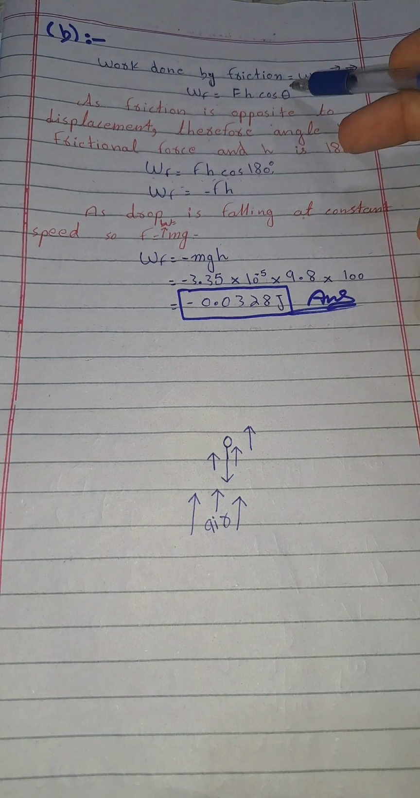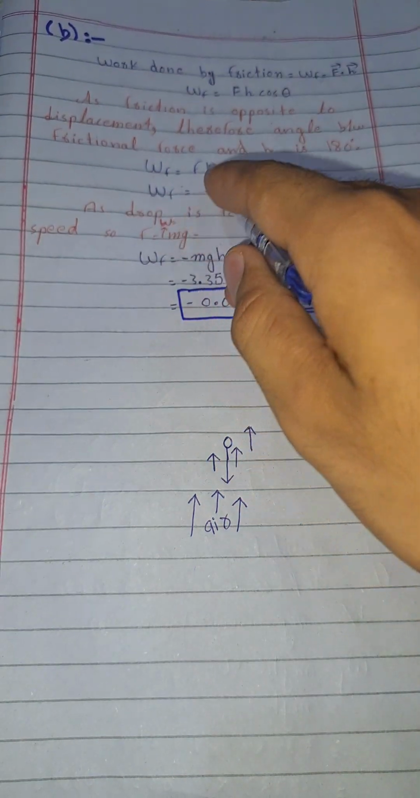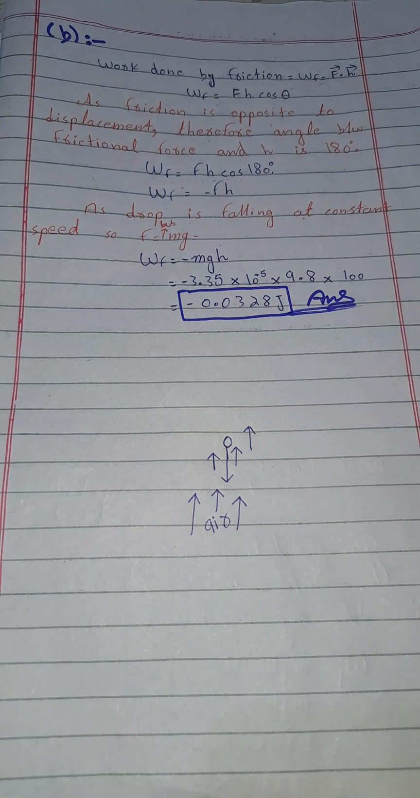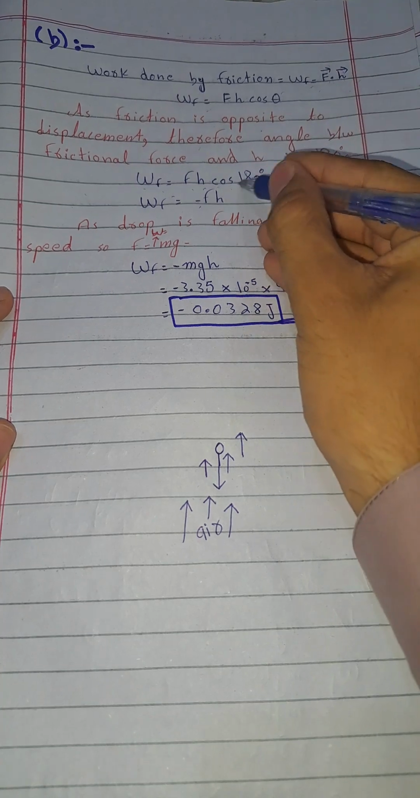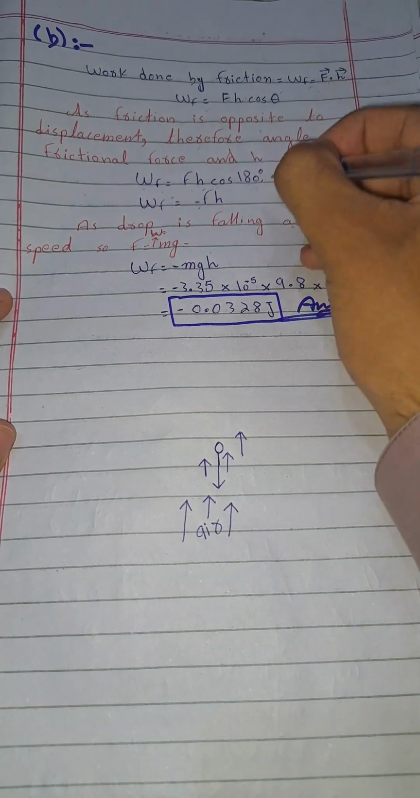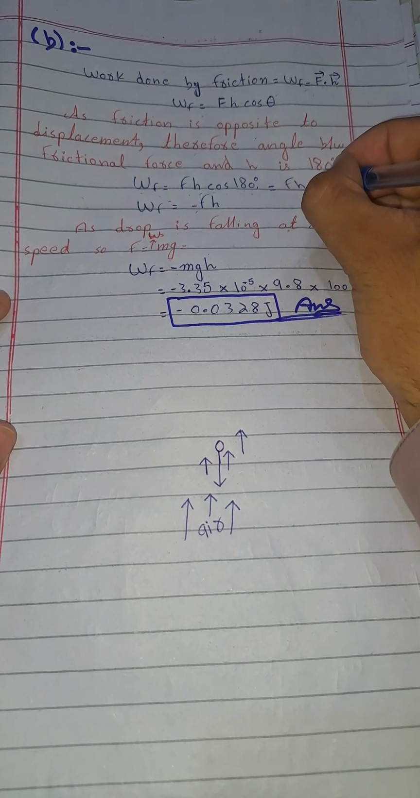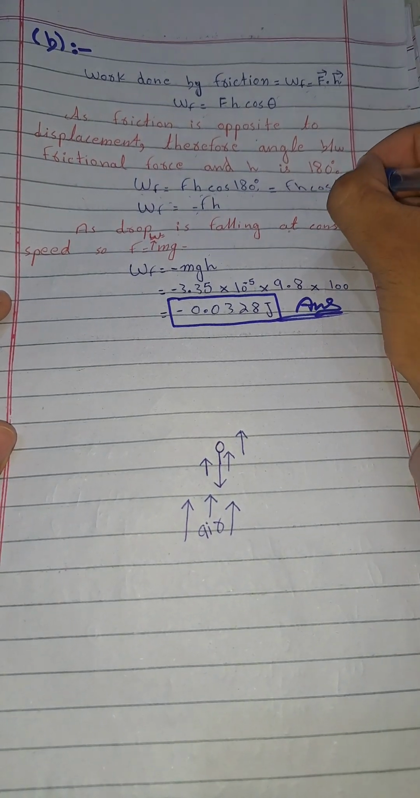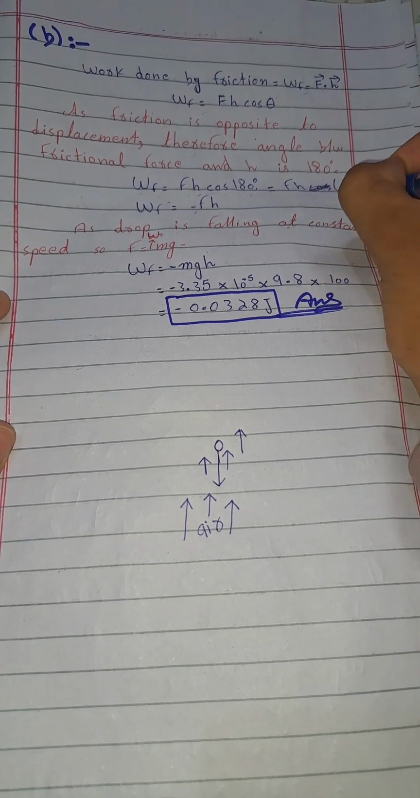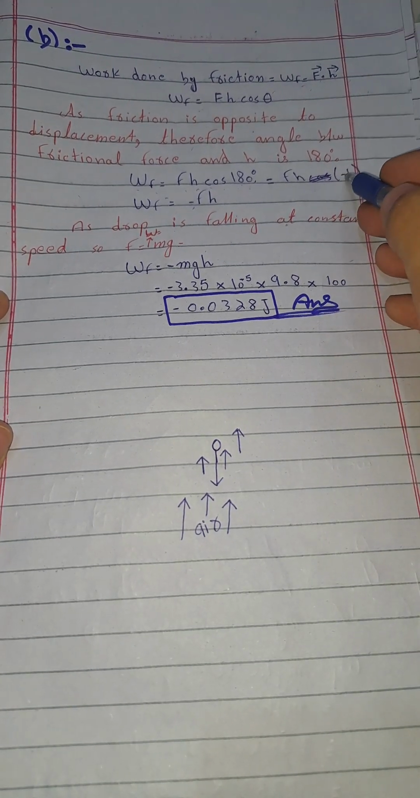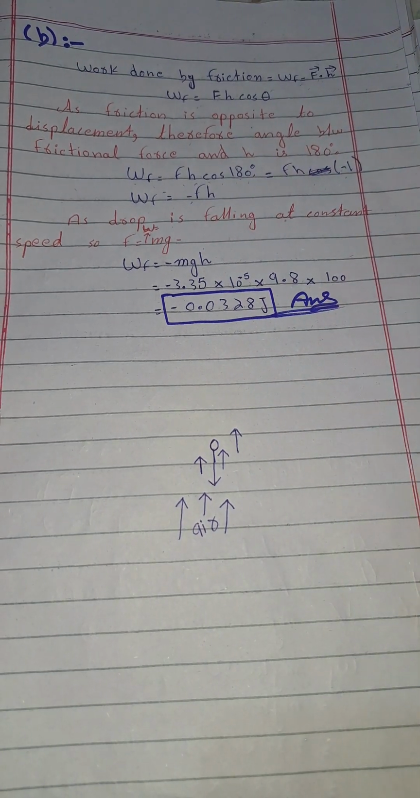We simply put the value of the angle. Work is equal to minus FH. Now you may be thinking where this minus comes from and where this 180 goes. The value of cos 180 is minus 1. So when we multiply FH with minus 1, we get minus FH.